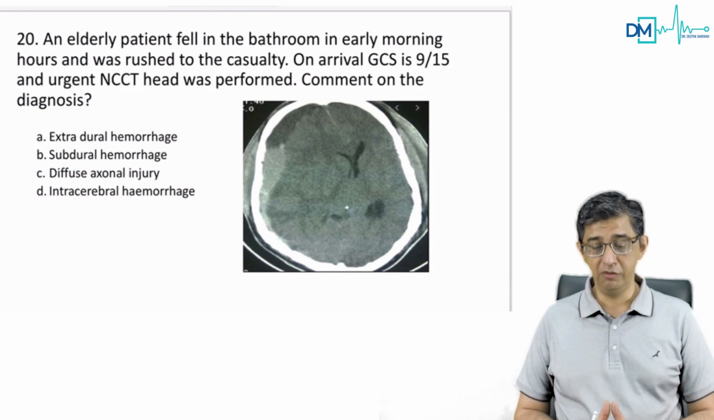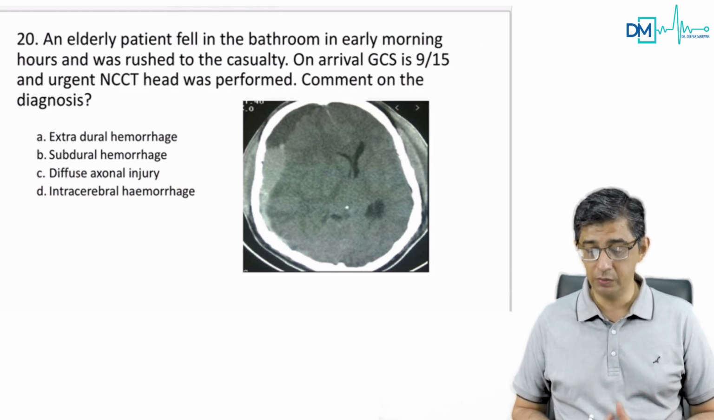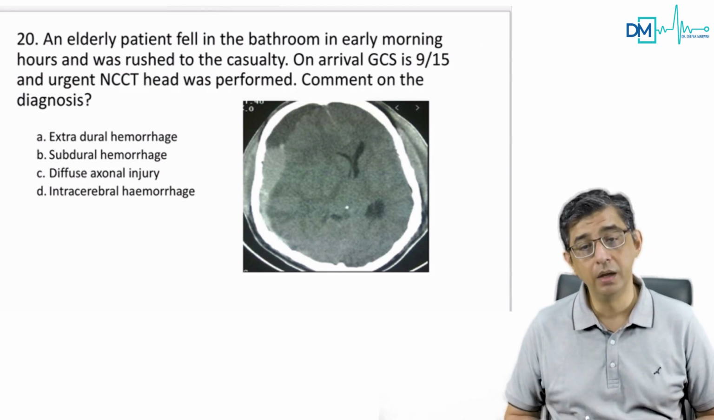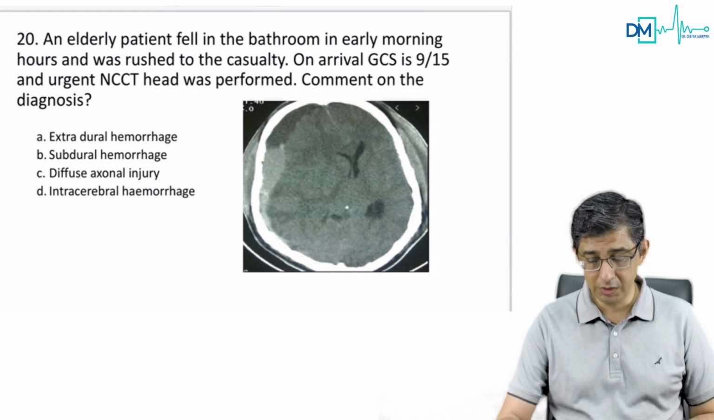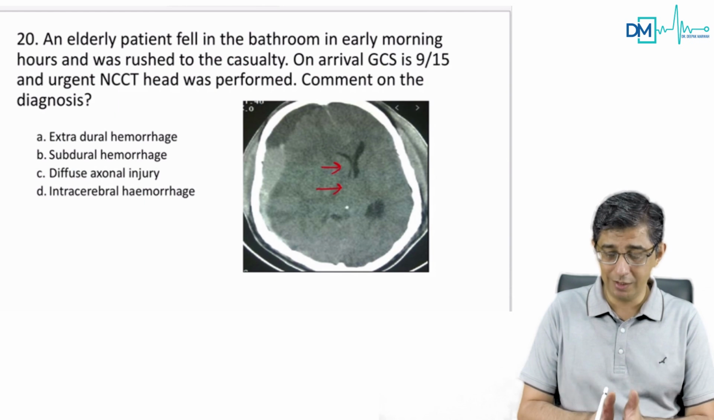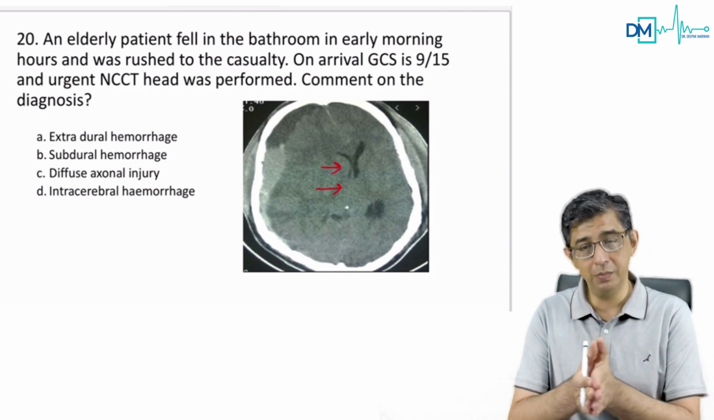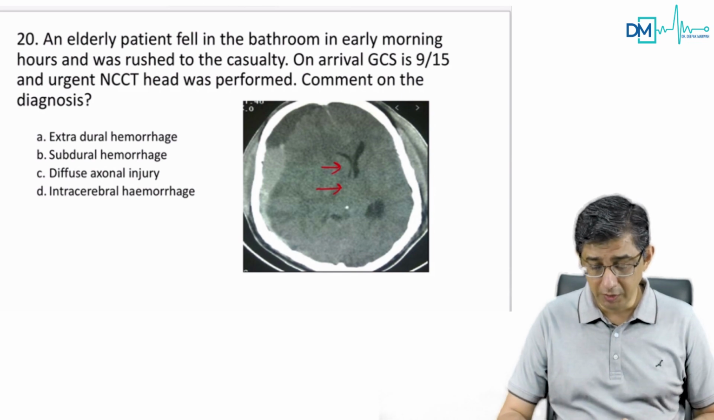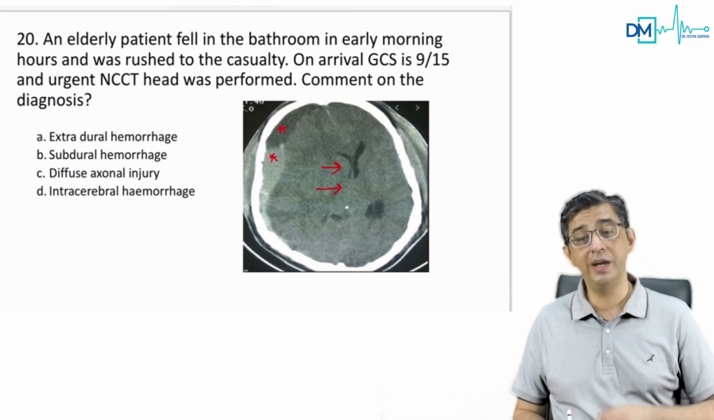Okay, moving to the next one. An elderly gentleman fell in the bathroom in early morning hours and was rushed to the casualty. And then he's talking about a low GCS and a CT head. Now, most guys were very worried about the CT head finding. Definitely, there's a midline shift present. You can see that the CNS bleed is contributing to displacement of the ventricles of the patient.